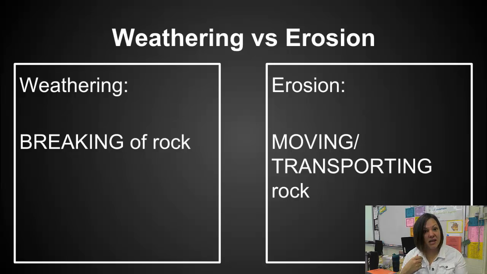Weathering is breaking. So when we weather a rock, we're breaking a rock into its smaller parts. And erosion then is talking about moving that rock, or taking that rock away from its original place and moving it away. So weathering is breaking a rock. Erosion is moving or taking away of the rock or sediment.